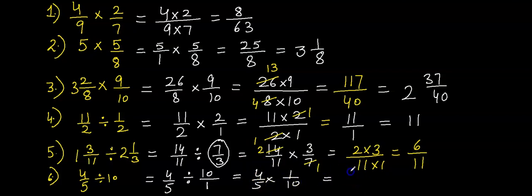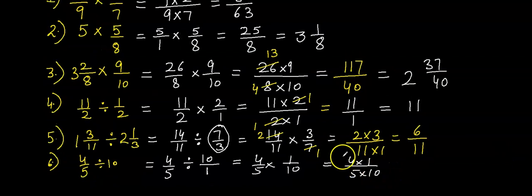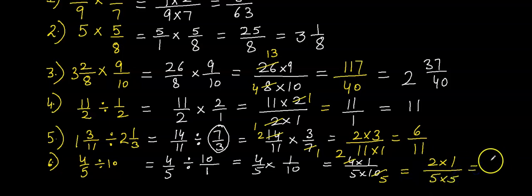Then we can check if we can reduce any of the numerators by any of the denominators. So we can reduce 4 and 10 by 2. So that would be equal to 2 times 2, 4, and 2 times 5 is 10. Now we're left with 2 times 1 and then 5 times 5. And that would be equal to 2 over 25.